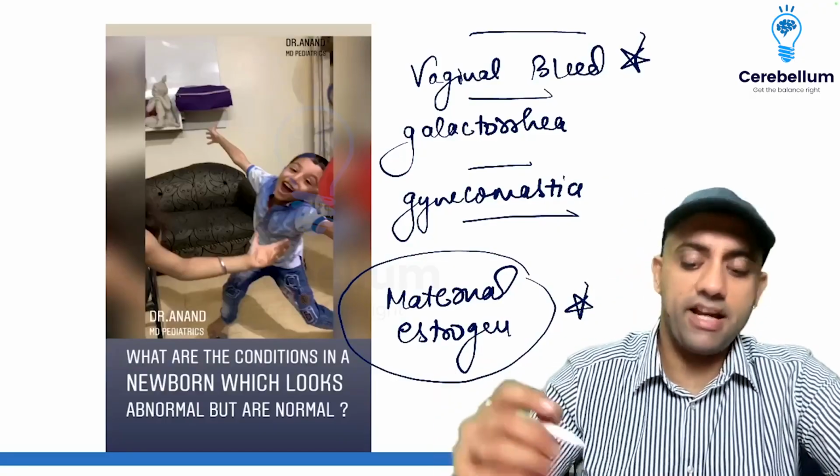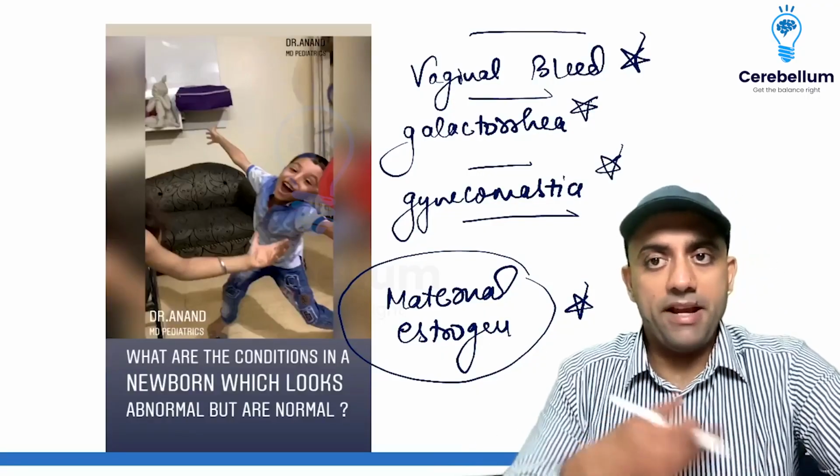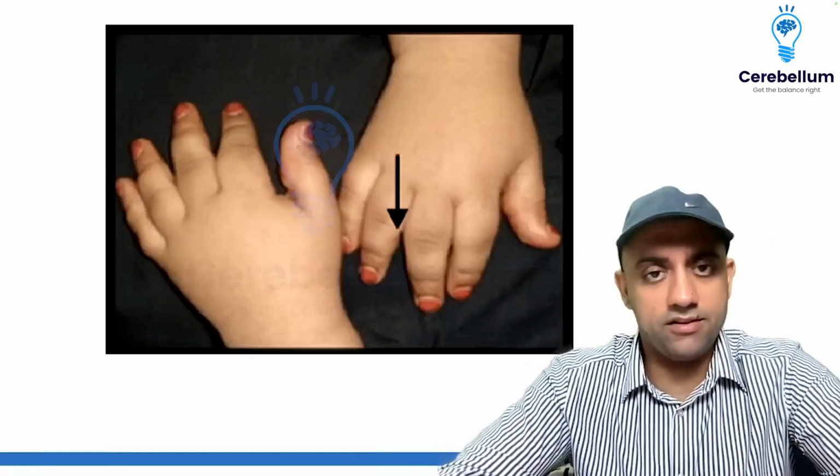And then vaginal bleeding MCQ, gynecomastia, galactorrhea. Galactorrhea means milk discharge from a male breast nipple. What do you want to do? Nothing to be done. It's fine. It's normal.